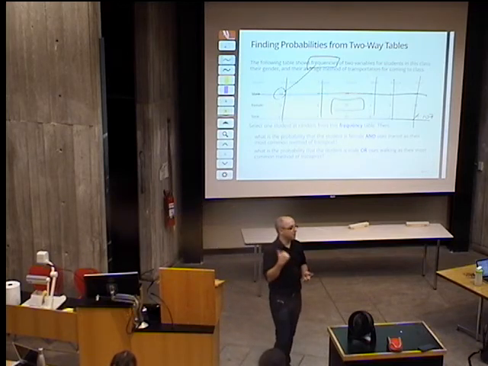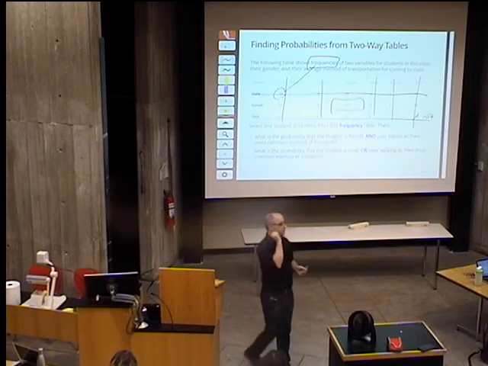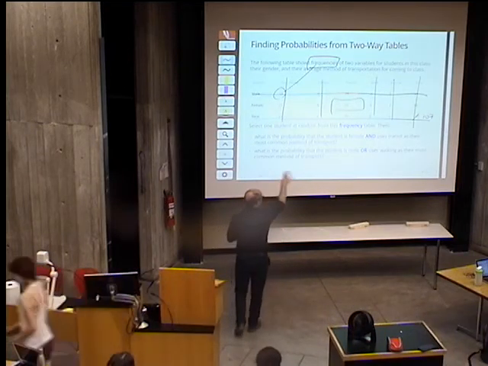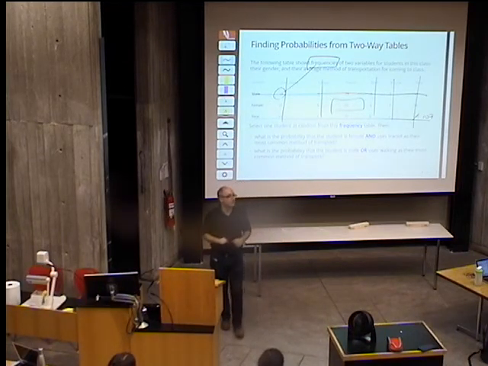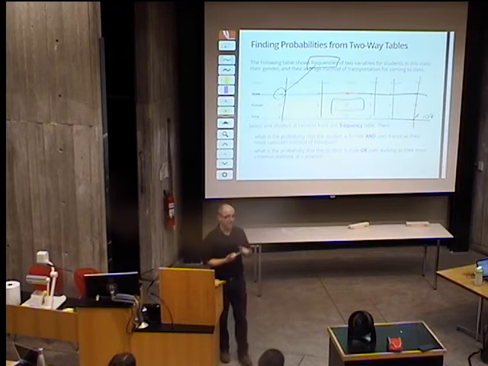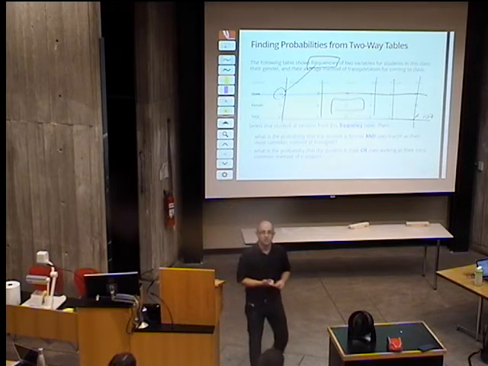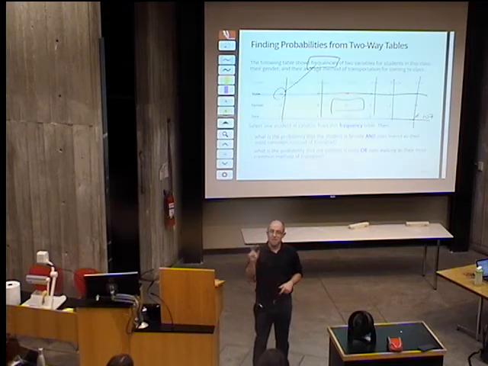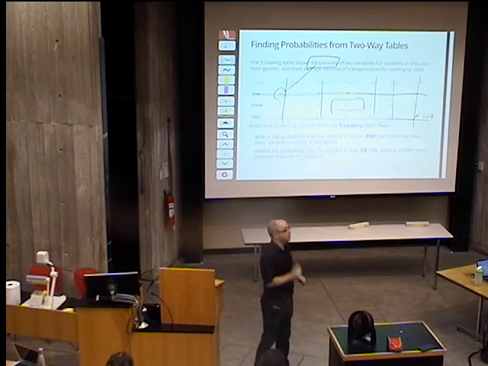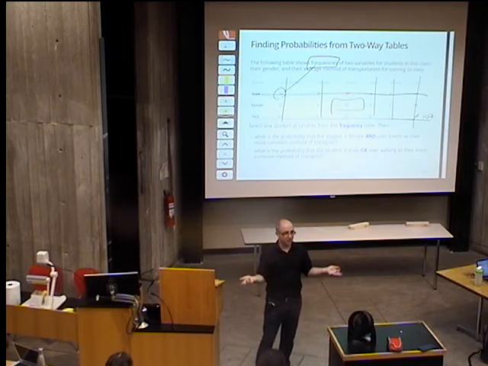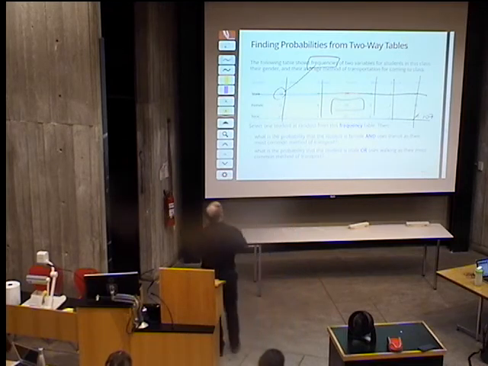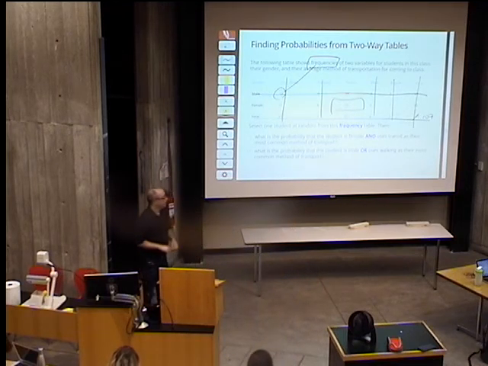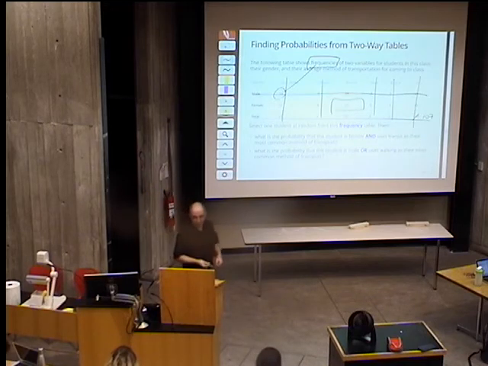So what would the probability be of a randomly chosen member of that 107 students being both female and having taken transit to arrive at class? How many people in the total set meet that categorization? 25. How many people are in the total set? What's the probability? 25 over 107. What about the probability that you're male or walking? In the next slide. So this one will be 25 over 107.